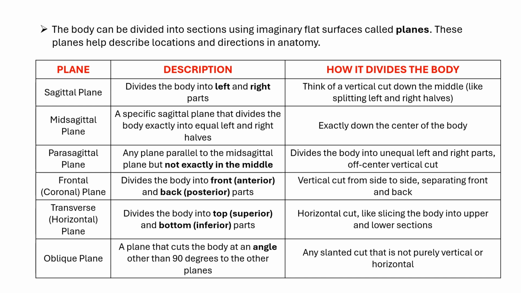Okay. Next are the frontal plane and transverse plane. The frontal plane divides the body into front and back parts. And coming to the transverse plane, this plane divides the body into top and bottom, that is superior and inferior parts. And the last one is the oblique plane. It is a plane that cuts the body at an angle other than 90 degrees. I'll show you some images so that you'll get even more clarity.